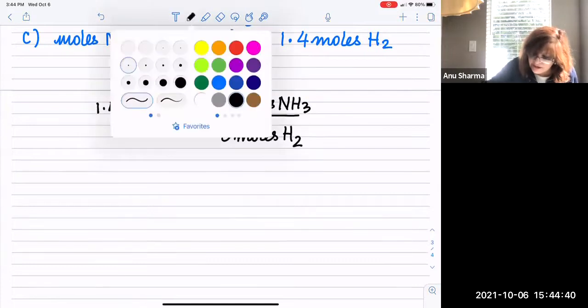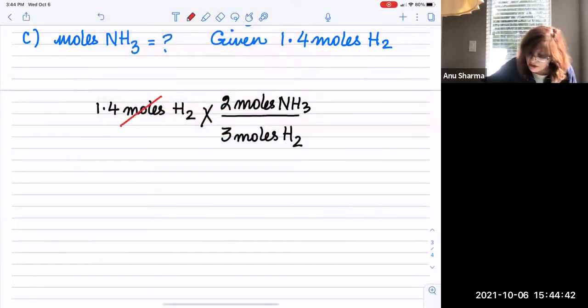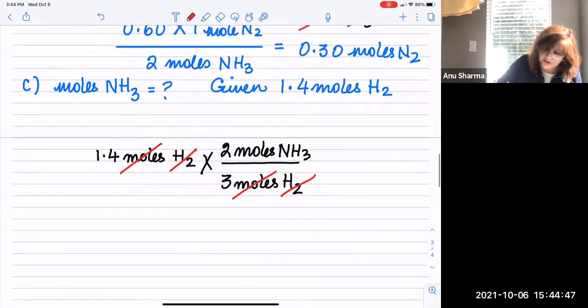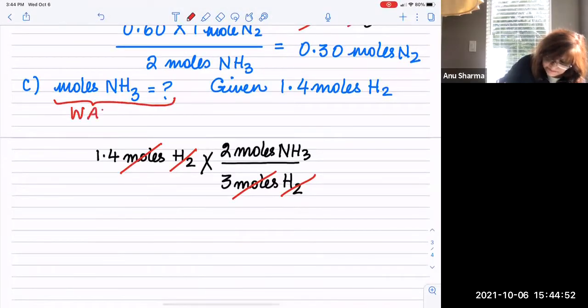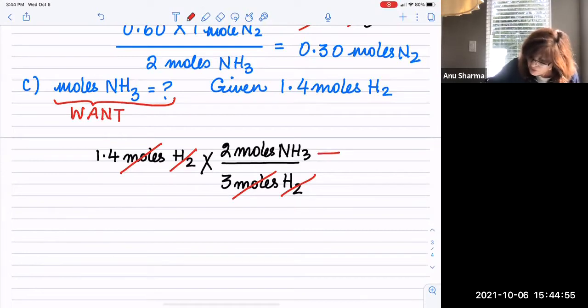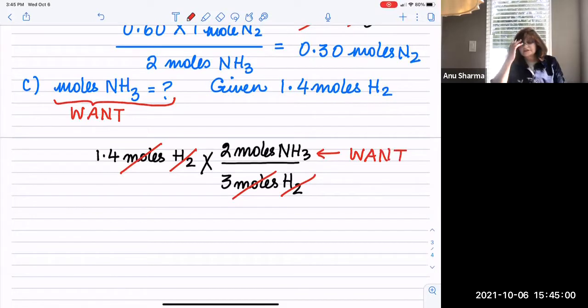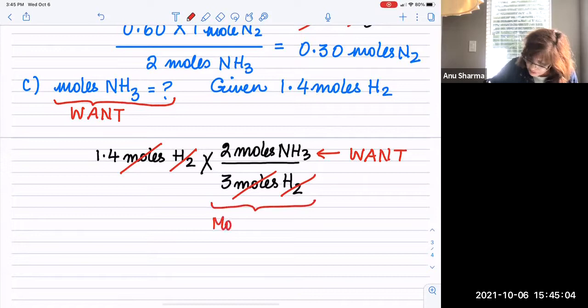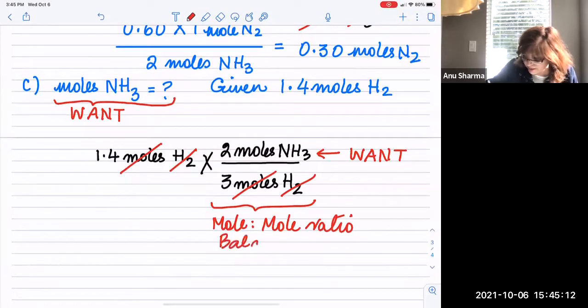So when you set this up, the moles of hydrogen cancel out, and you're just left with the moles of ammonia. And this is the one that you need, this is your want. The want stays on the top, and the given cancels out through the conversion factor. And this conversion factor is the mole to mole ratio coming from the balanced equation. That is why balancing is important.